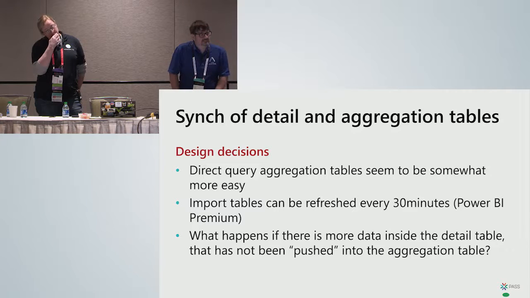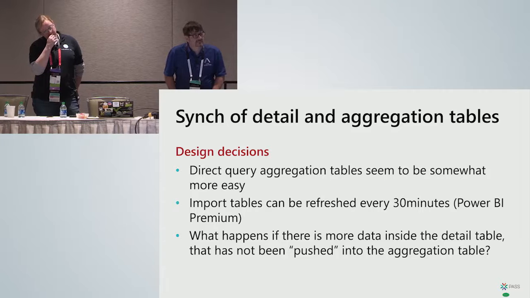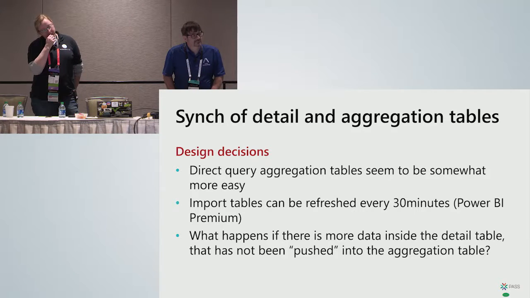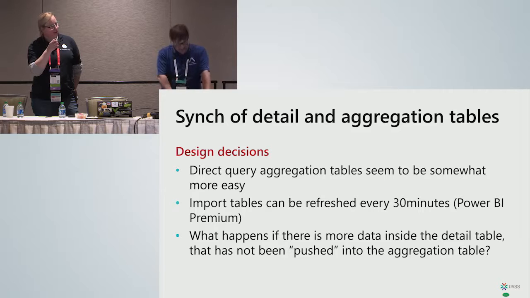Question: could you use some kind of DAX formula where, if it's in the past weeks, you would use the aggregated table, and if it's in the current week, you would use a direct query? So the question is, would we apply something like calculating a measure that says if I'm in the past, use the aggregation table, and if I'm current, use the detail table?